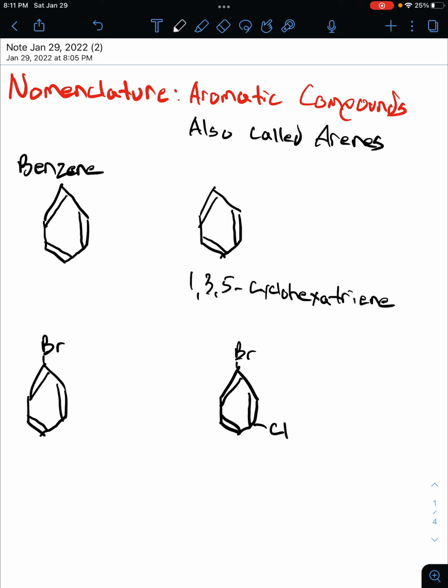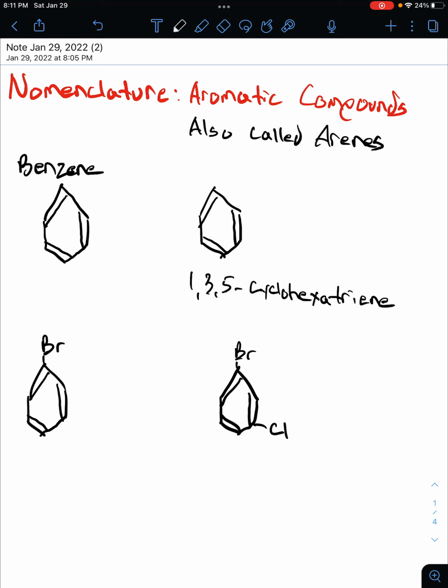When we're talking about nomenclature of aromatic compounds, and aromatic compounds are also called arenes, we're going to have the base structure, which is benzene, in a lot of these compounds. And in another video, I'll go into some non-monocyclic compounds such as naphthalene, and some other annulenes maybe later on.